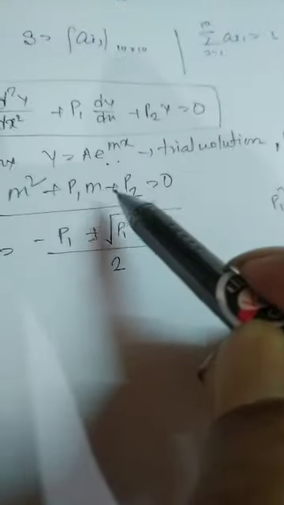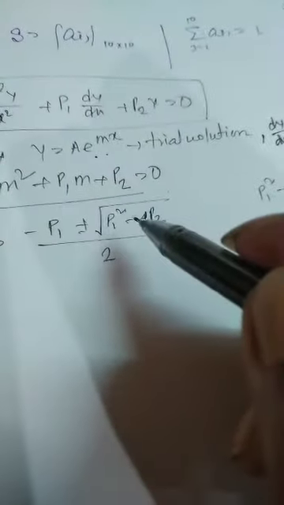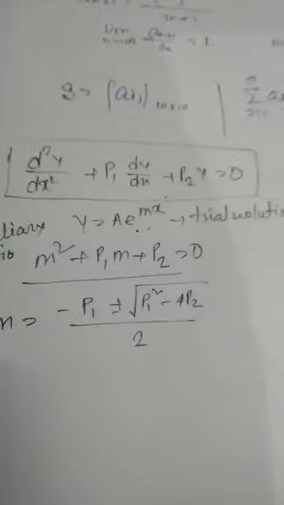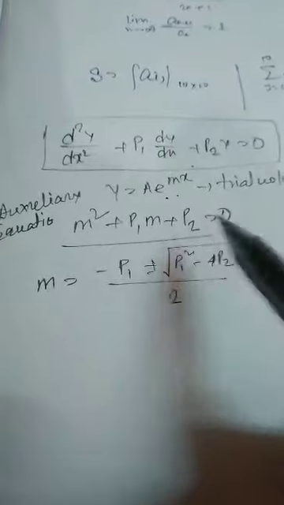Next, if we put the values of d2y/dx2 and dy/dx in this equation, we get m square plus p1 m plus p2 is equal to 0, and then we find the solution of the differential equation with the help of the roots of this equation. Since we use this equation to find the solution of the differential equation d2y/dx2 plus p1 dy/dx plus p2 y is equal to 0, we say m square plus p1 m plus p2 is equal to 0 is known as the auxiliary equation.